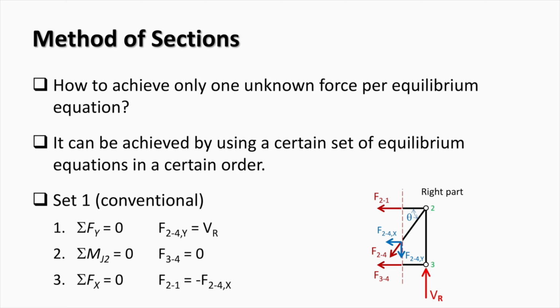The second equation is the sum of moments around joint 2. Since the lines of action of forces F21 and F24 intersect at this joint, these forces pull this joint rather than rotate around it, and as a result only force F34 enters this equation, and therefore we can see that its value is equal to 0. The third equation is the sum of forces in the horizontal direction, the solution of which gives force F21.